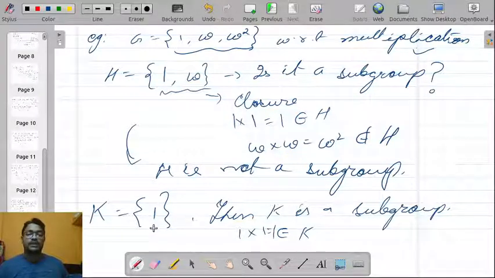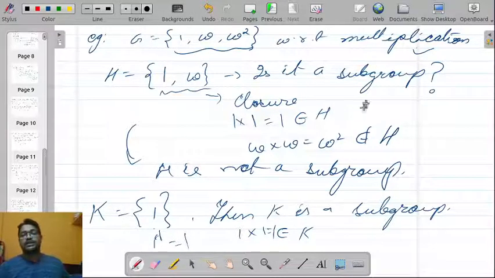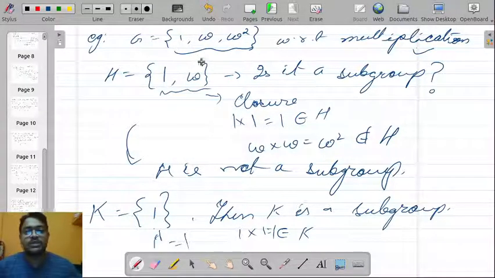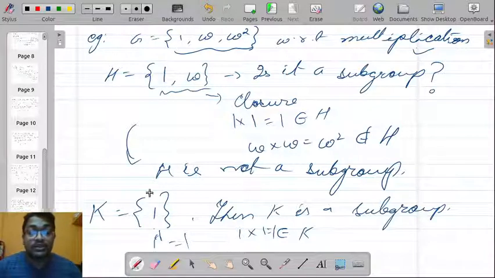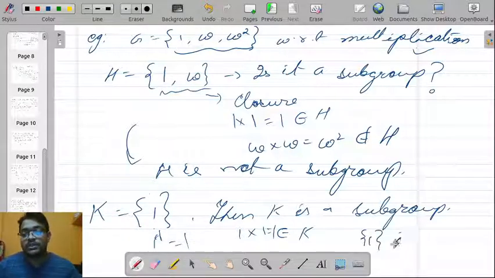Then identity, 1 is the identity here. And what is the inverse of 1? The inverse of 1 is 1 itself. The inverse of an identity is the identity. So for this set {1, omega, omega squared}, H equal to singleton {1}, or K equal to singleton {1}, is a subgroup of G.